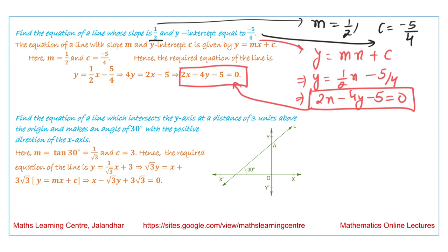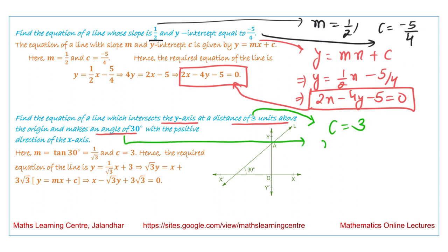So this is the equation of the line in slope intercept form. Next, find the equation of a line which intercepts the y-axis at a distance of 3 units above the origin and makes an angle of 30 degrees with the positive direction of the x-axis. From the first condition, 3 units above the origin, the value of c is 3, and the value of the slope of this line, m, is equal to tan of 30 degrees, the angle it makes with the x-axis. This value is 1 by root 3.